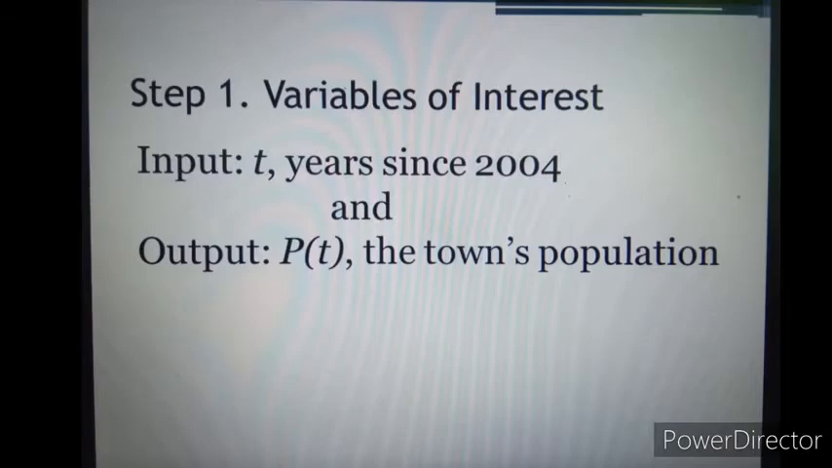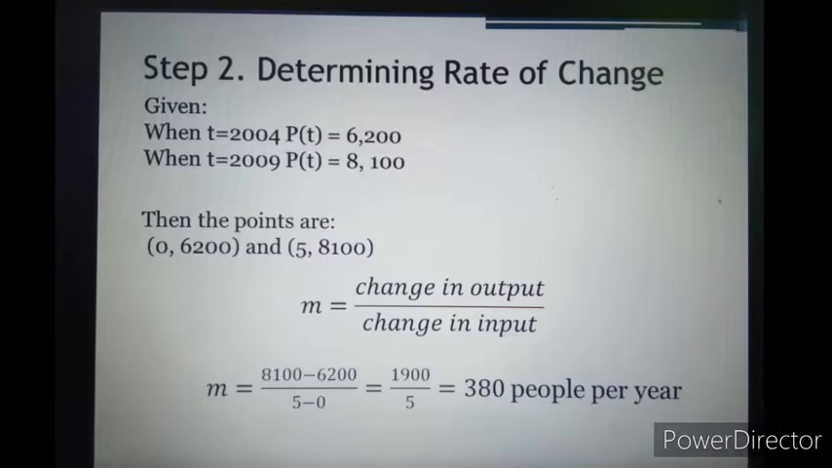So for the first step, since there are two changing quantities, the population size and time, these are our variables of interest. So let's proceed to step number 2, finding the rate of change. To determine the rate of change, we will use the change in output per change in input. That is, m is equal to change in output over change in input. This is the same as the formula in finding the slope of the line. The problem gives us two input-output pairs.